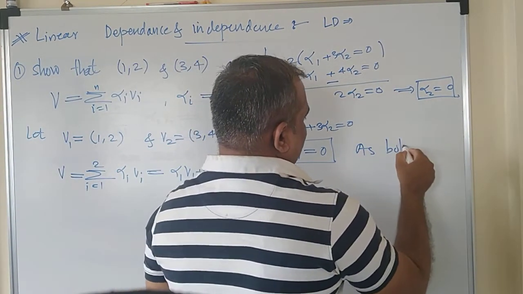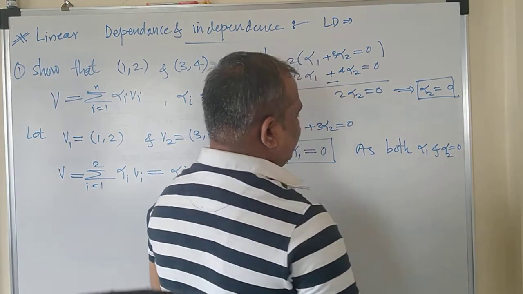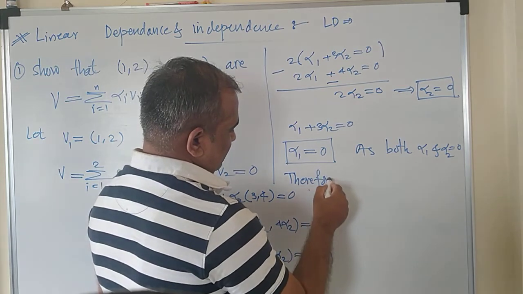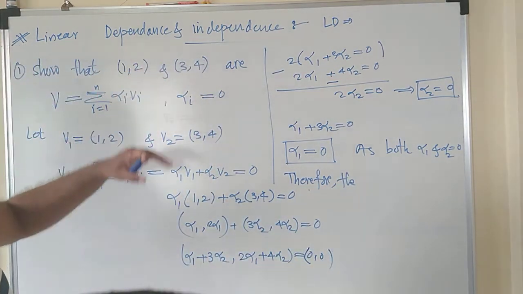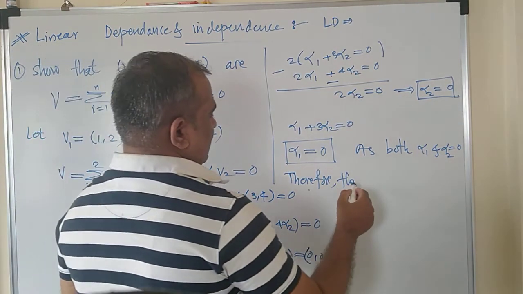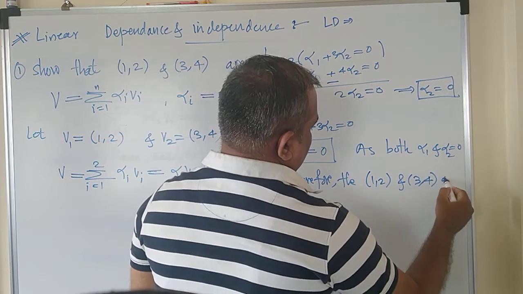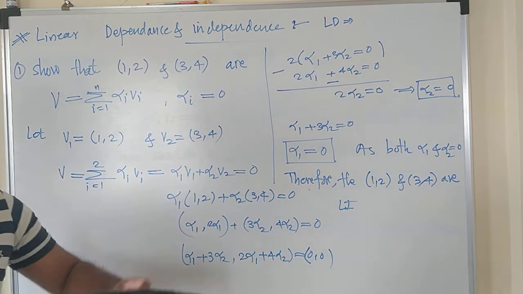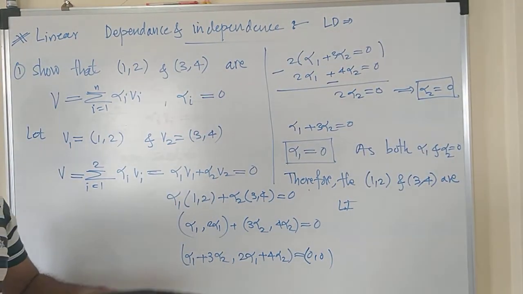As both scalars are equal to 0, therefore the given vectors (1, 2) and (3, 4) are linearly independent vectors. If not equal to 0, then they are linearly dependent vectors, right? So hope you have understood this kind of a problem.